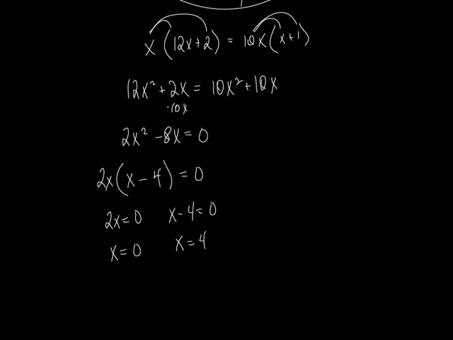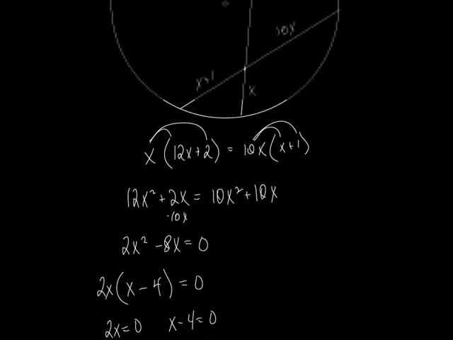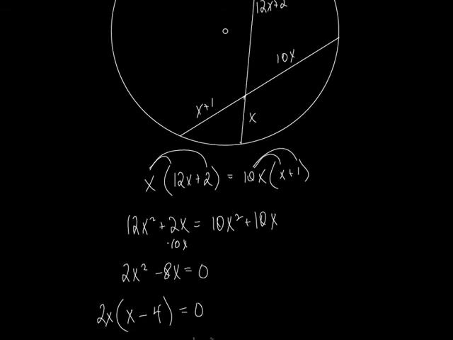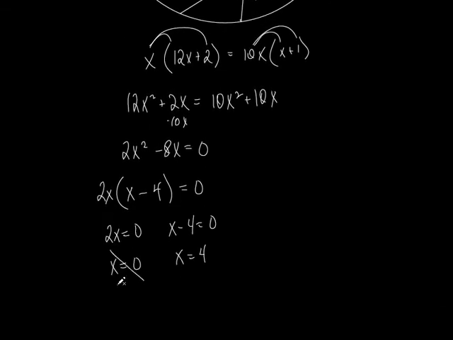But this is not just a regular algebra problem. What are we trying to find? We're trying to find lengths, aren't we? And x is from here to here. Is there any way you can have a length of something be 0? No. Alright, so we're going to forget the 0 and just consider the 4. Everybody okay with that?